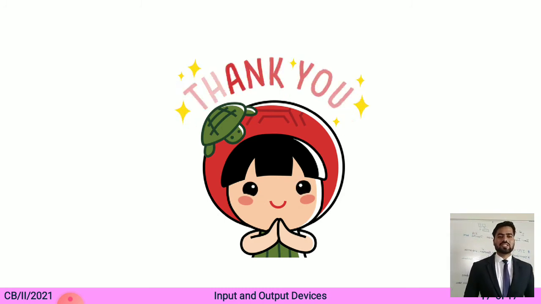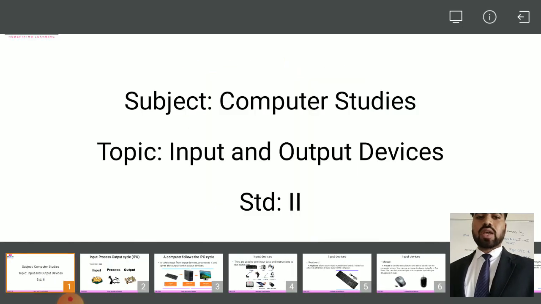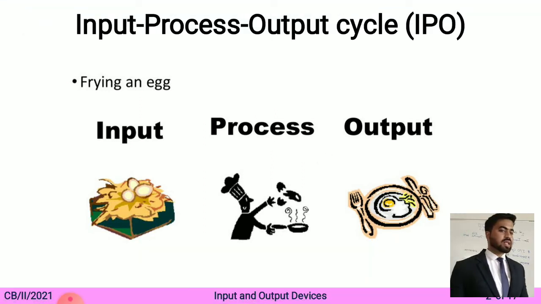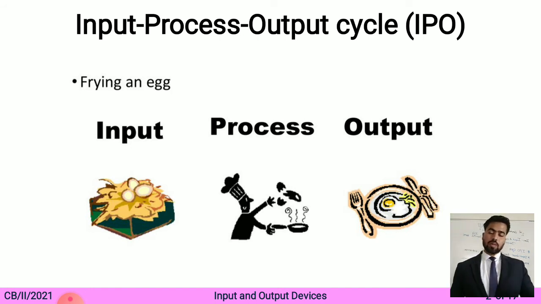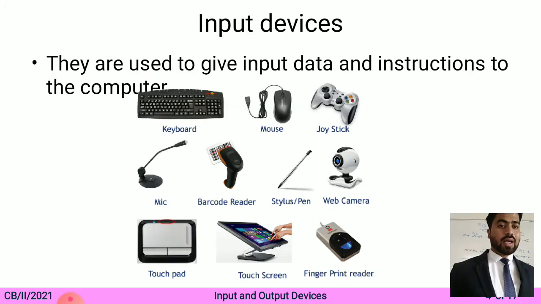Yes, my dear sweet kids, let me recap what we learned today. We started with the IPO process, the input process output cycle. First we have to input some information, then it gets processed, and finally we get output. That is called the input process output cycle. We have the keyboard, then the CPU, and the output in the form of a monitor. After that we learned about some input devices and output devices.